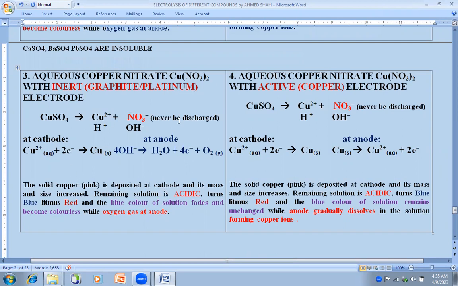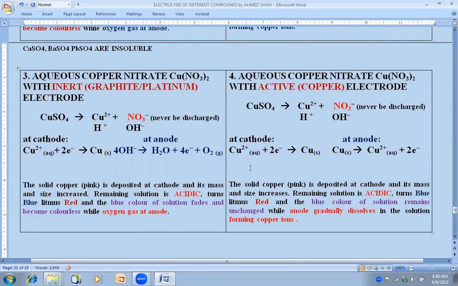Nitrate ions are never discharged, so hydroxide ions travel towards the anode and produce oxygen gas, and the resulting solution is acidic. The color of the solution fades due to the decrease in concentration of copper ions, because these copper ions travel towards the cathode and are deposited as solid copper metal.